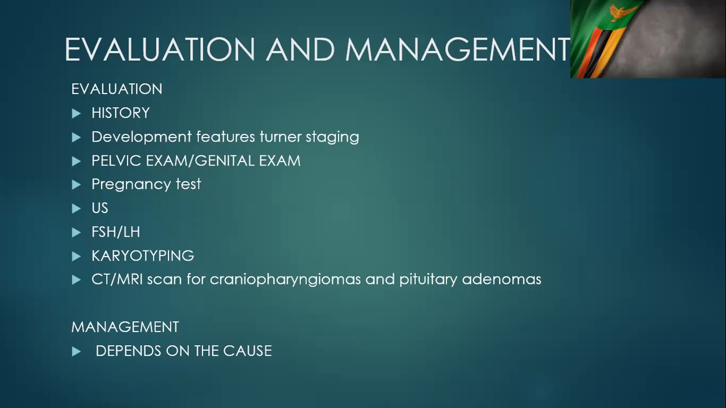You remember that with primary amenorrhea, we only say primary amenorrhea if you haven't developed secondary sexual characteristics and you are 14. So you need to see, are these secondary sexual characteristics developed? Look at the breasts, look at the hair distribution, and all those things. So you have to do a good examination. You have to do a pelvic, a genital exam.